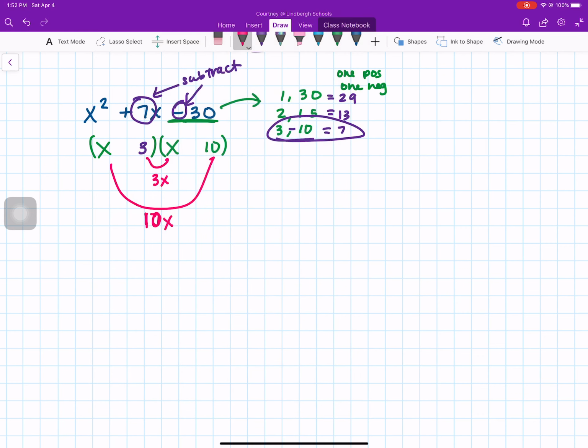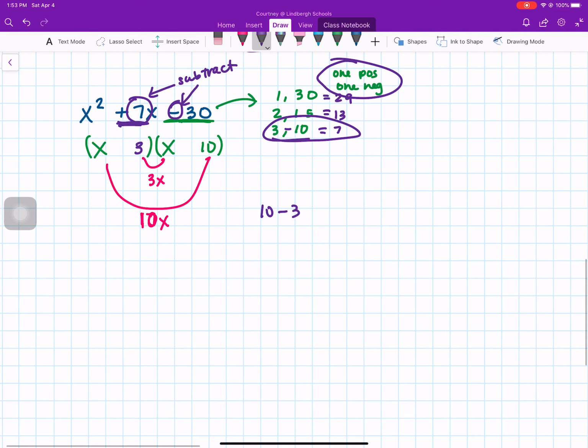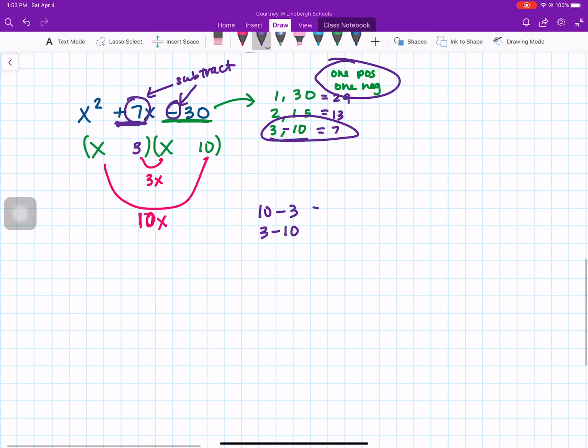So again, we are looking to figure out which one needs to be positive and which one needs to be negative at this point. I have a positive 7. So it's either 10 minus 3 or 3 minus 10. So 10 minus 3 is 7, but 3 minus 10 is negative 7. So since I want a positive 7, I'm going to do positive 10 and negative 3. So the negative 3 comes from the inners, so this is your negative term, and that is your positive. So (x - 3)(x + 10).